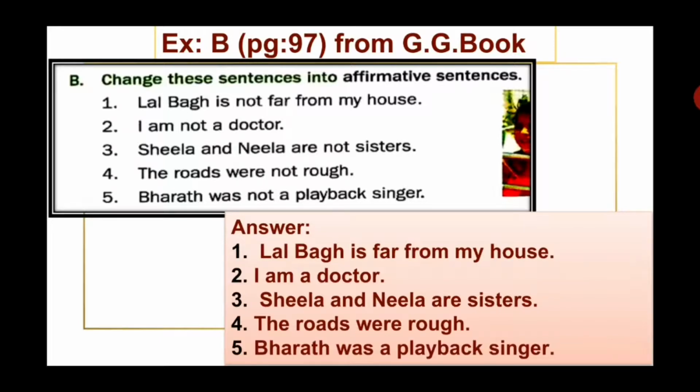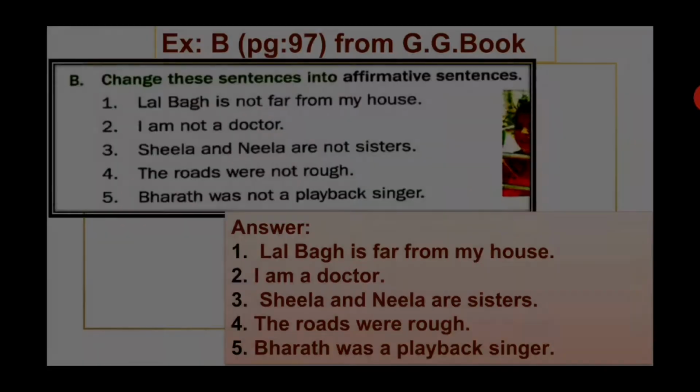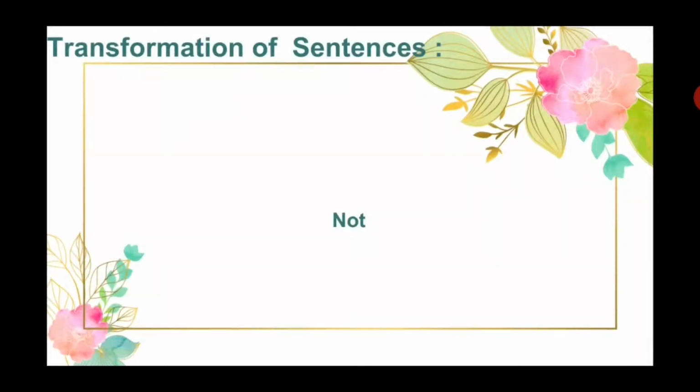So students, up to now you have seen how to change the sentence from negative to affirmative. And you have seen also that if there is any be verb, it means one verb, you have to write not after that be verb. But sometimes there can be one helping verb also. So in case of two verbs, one is helping, one is the main verb, what to do? Where to use not? Look at here.